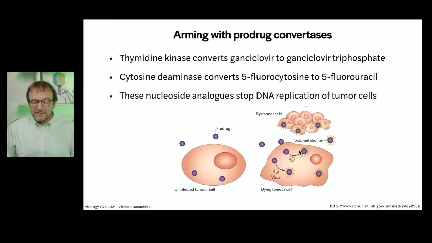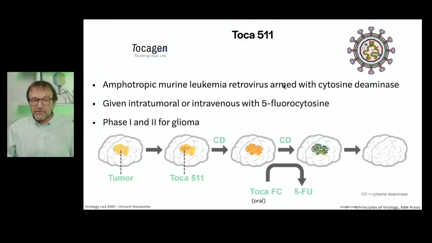So again, the idea that the virus can't kill all the cells, let's give it an ability to give a drug that will enable other cells in the tumor to be killed. And TOCA-511 is an example of that. This is a retrovirus vector armed with cytosine deaminase. This is for patients with brain tumors. The virus is injected right into the brain.